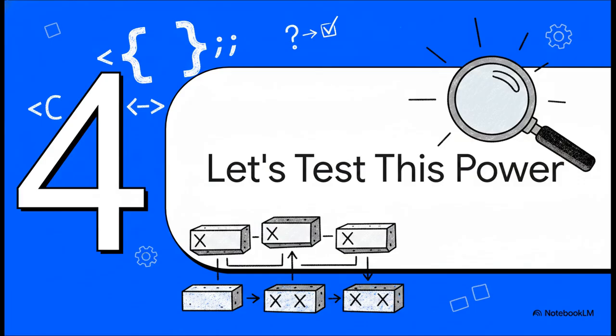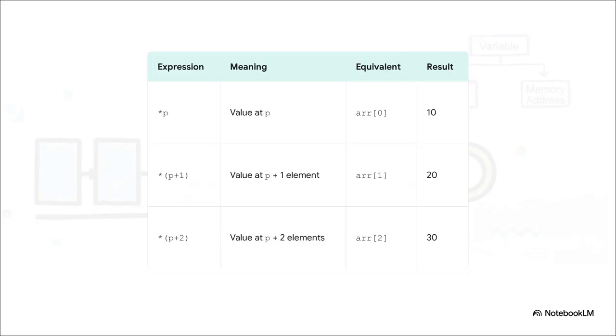Theory is great and all, but let's actually see this power in action. We're going to take what we've learned and just apply it to some simple code to make it absolutely crystal clear. Okay, imagine we have an integer array, and it's got the values 10, 20, and 30. If we make a pointer, let's call it p, and point it to the very beginning of the array, *p gives us the value at that address. What is it? 10. The exact same as arr[0]. Now what about *(p + 1)? That moves us to the next integer's address and gets us its value, 20. The same as arr[1]. You see the pattern here? It's the exact same logic, just written differently.